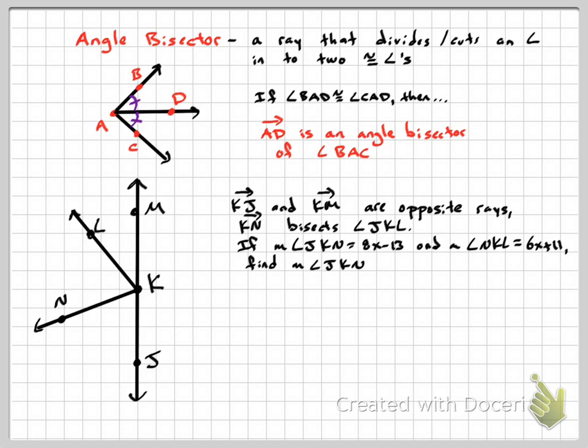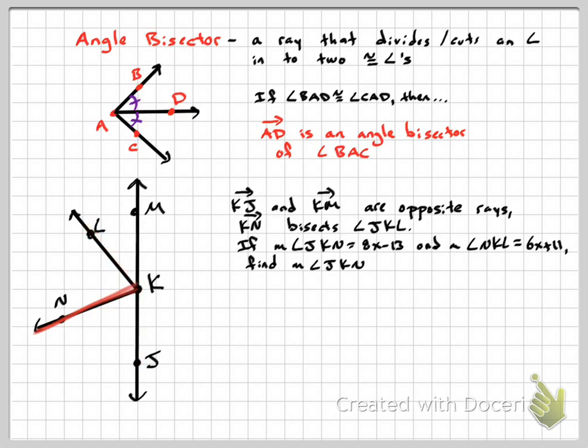My video's lagging a little bit, kind of getting all the information out to you. There we go. So it says ray KJ and ray KM are opposite rays. So if they're opposite rays, I know they're making a straight line. And if they're making a straight line, I know that that measures 180. And then it says that KN, which is right here, bisects JKL. JKL is right here.